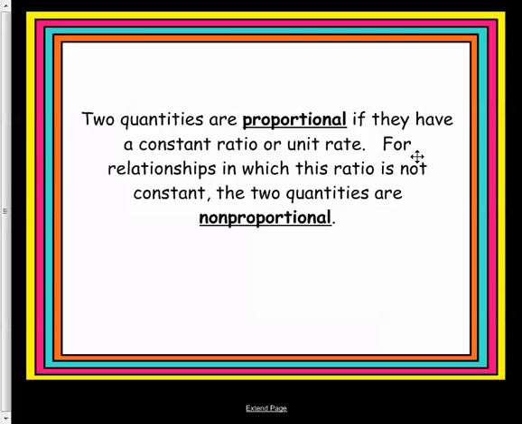The two quantities are proportional if they have a constant ratio, which is what those fractions that we just created, those unit rates were, 8 over 1. For the relationship in which this ratio is not constant, then they are non-proportional. So if it's got a constant ratio, it's proportional.